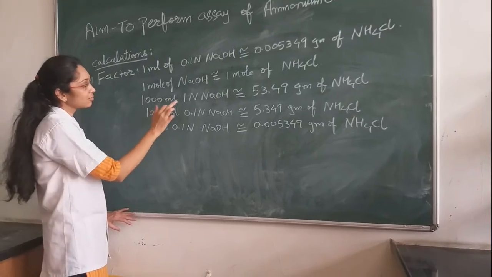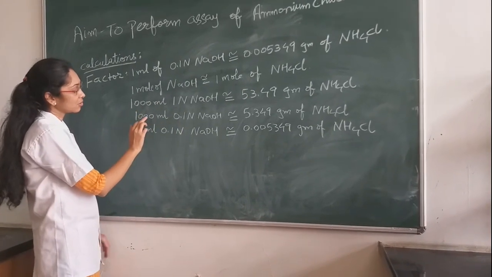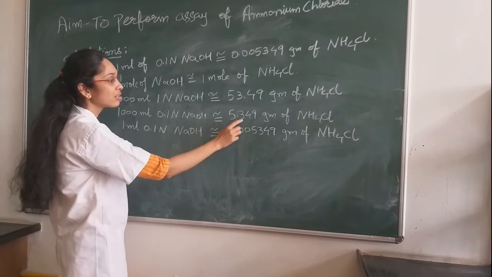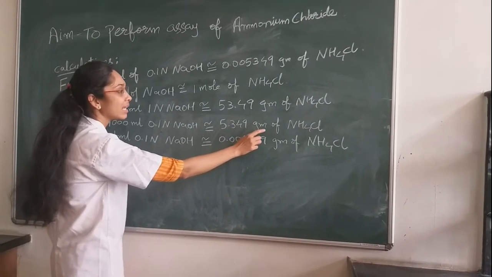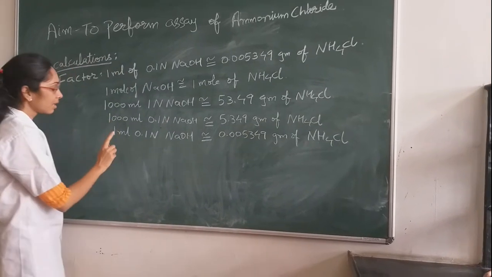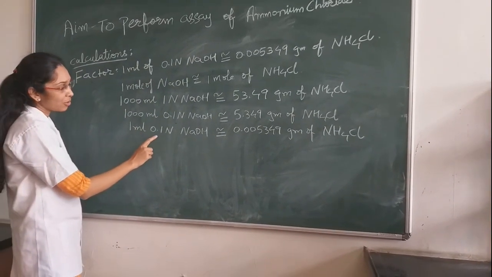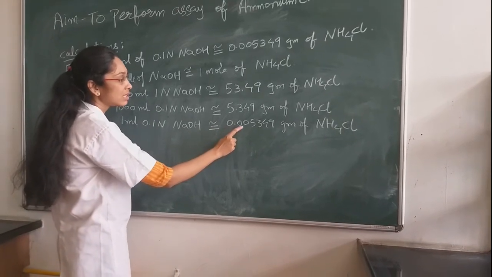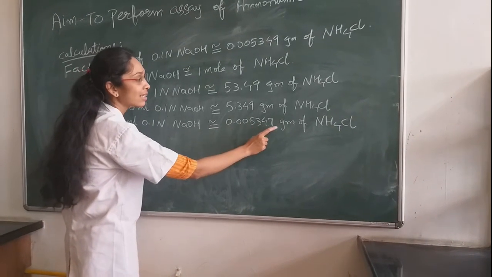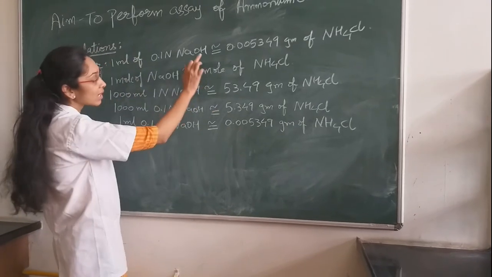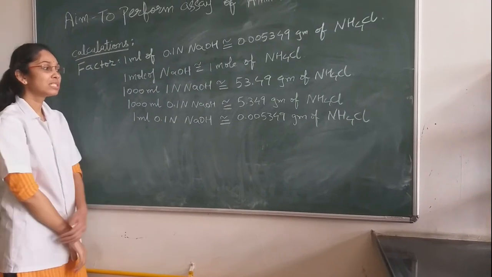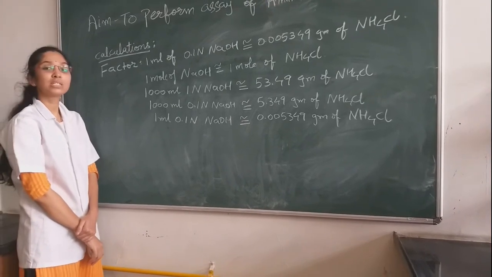So we will convert 1 normal into 0.1 normal. So 1000 ml 0.1 normal NaOH is equivalent to 5.349 gram of NH4Cl. 1 ml of 0.1 normal NaOH therefore will be equivalent to 0.005349 gram of NH4Cl. So you can see here how we can calculate the factor. Now we will see how to calculate the percentage purity.